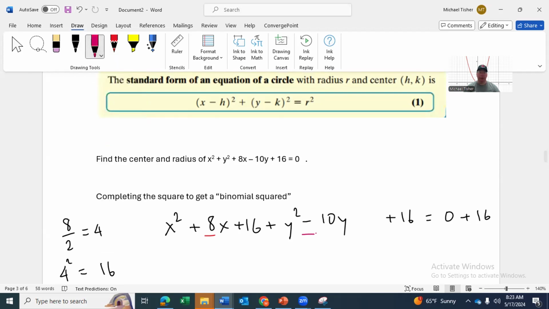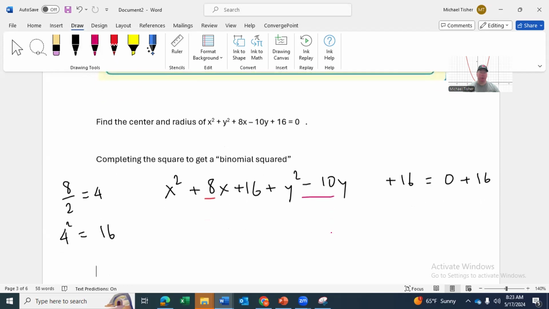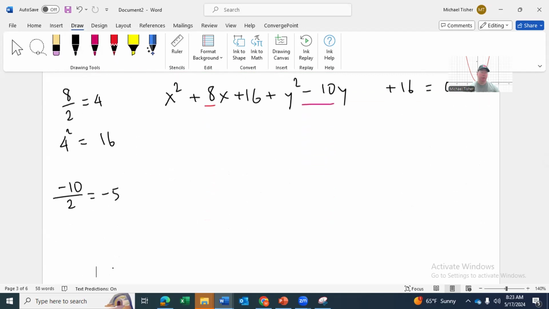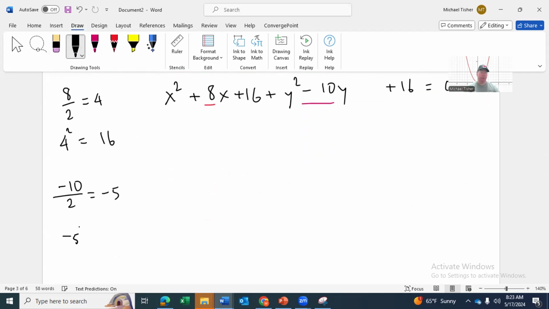We have a negative 10 right here. And what we're going to do is take this negative 10 and go outside and do this as well. Take the negative 10, and again, always divide by 2 first. So negative 10 divided by 2 is negative 5. And then we'll square the negative 5. And negative 5 squared is 25.